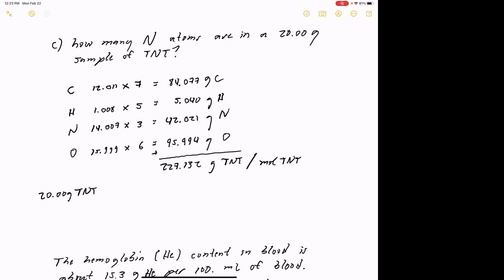We always use the mole as our central unit. That's where we want to go. So I know that 1 mole of TNT has a mass we just calculated of 227.132, keeping all the sig figs, grams of TNT.